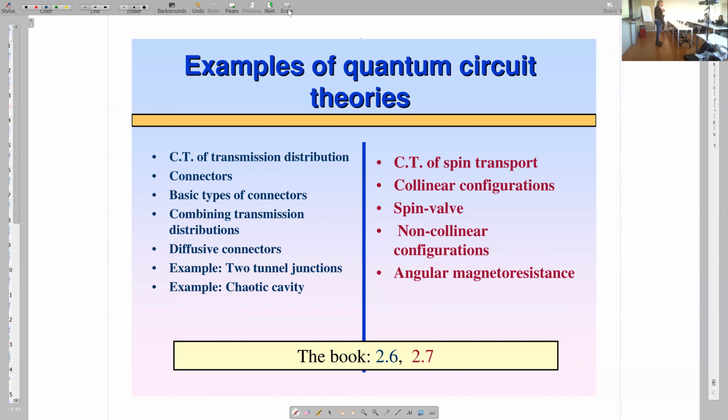I would like to ask you what you can use quantum circuit theory for. There are many uses. What you have seen today are two simple examples, rather physical, in some context, of things that can be assessed by quantum circuit theory. Two examples. First example is circuit theory of transmission distribution.